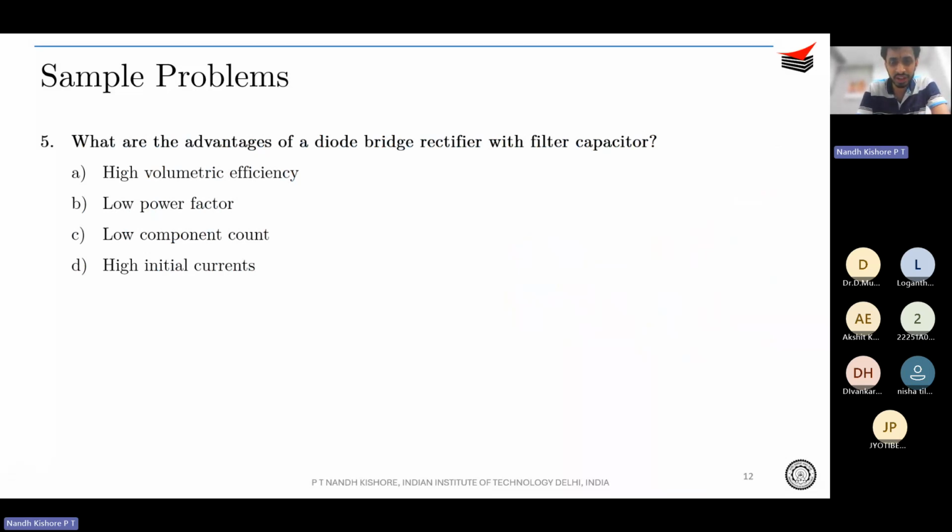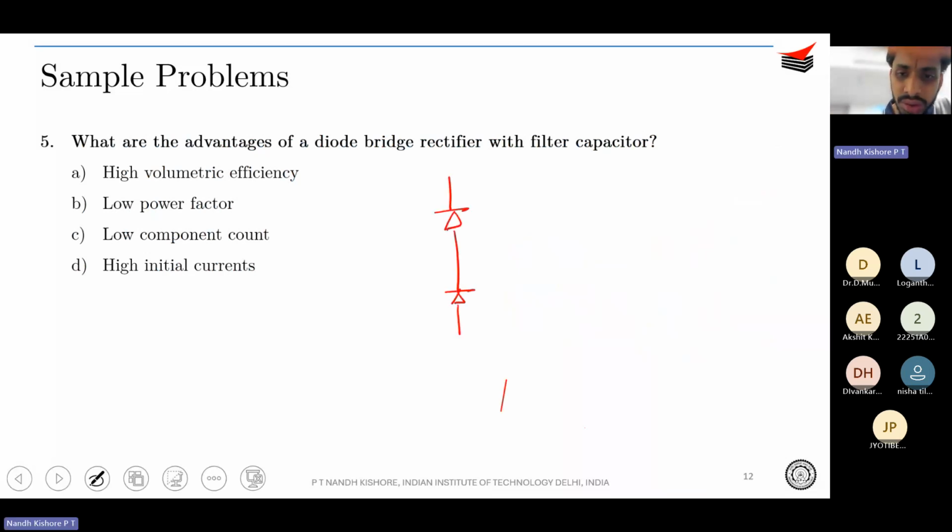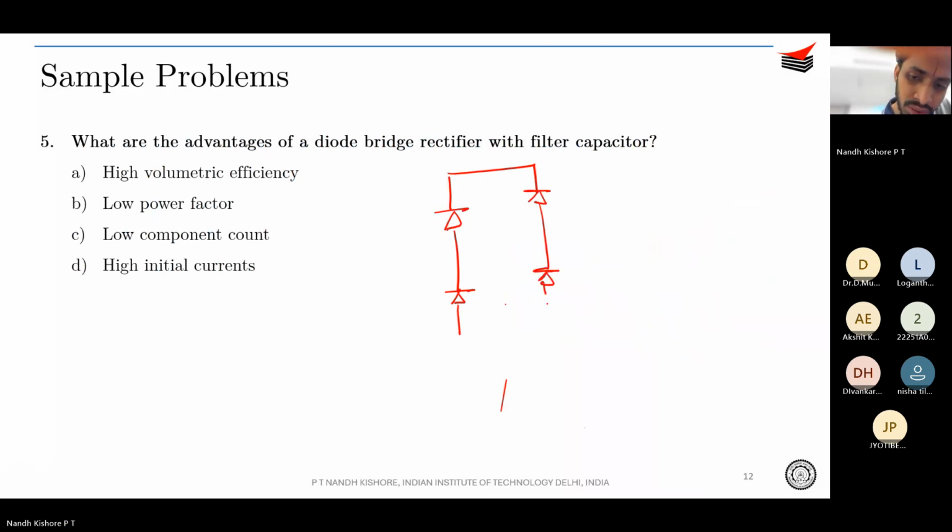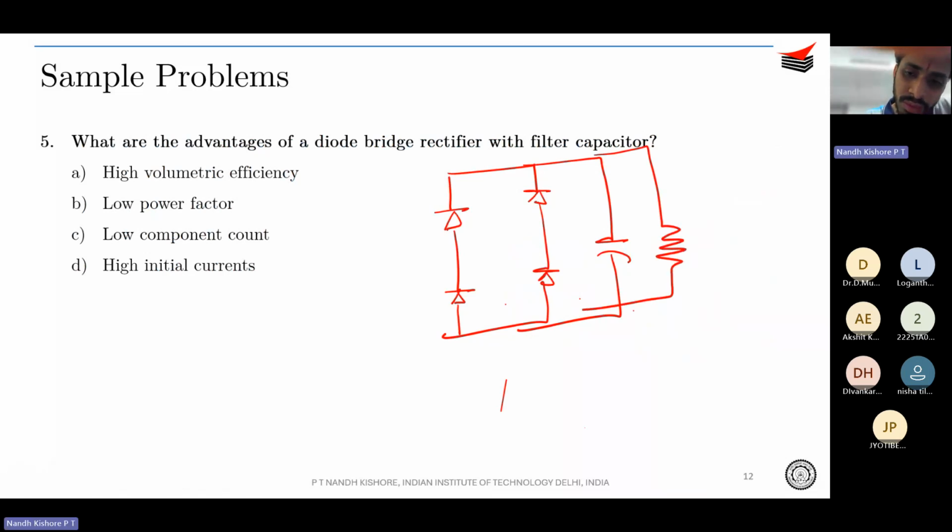What are the advantages of a diode-based rectifier with filter capacitor? So you have a DBR with the filter capacitor. Okay, so some advantages are, of course, you have a high volumetric efficiency.